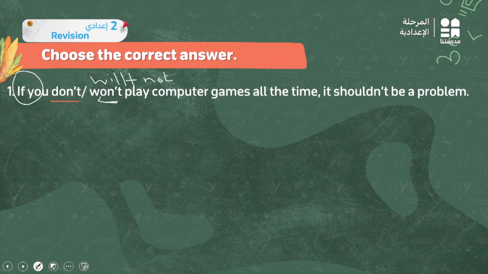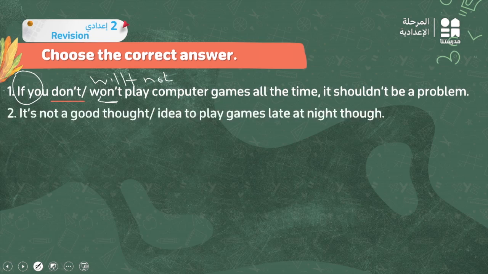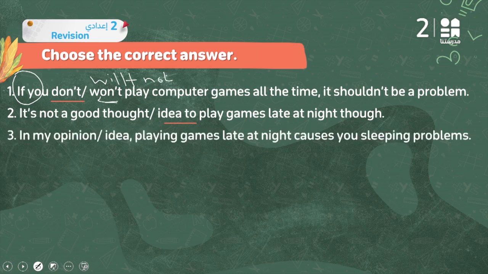So if you don't. Number 2, it's not a good thought or a good idea to play games late at night though. Of course, it's not a good idea. In my opinion or in my idea, playing games late at night causes you sleeping problems. In my idea or in my opinion? In my opinion. This is a phrase meaning in my personal belief.